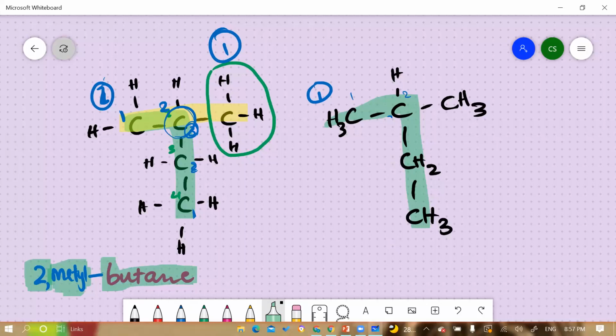Interesting. All right. So try one? So the 2 indicates the location of the methyl group? Yeah, the branch. Of the branch, yes. So this is still the question: the methyl group.